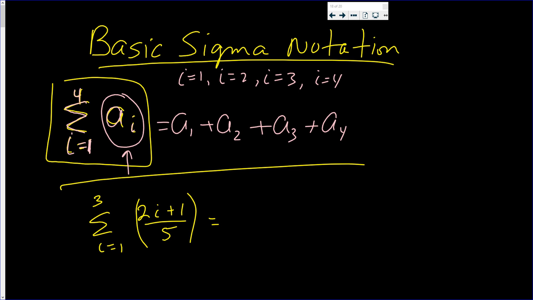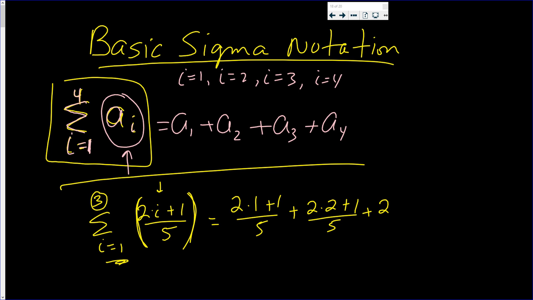How much is this? Well, the rule is write down what's in here exactly the way it is, except change what i is. First i is 1, then i is 2, and then i is finally 3. Remember, it's 2 times i. So it's going to be (2 times 1 plus 1) over 5 plus, i is now 2, (2 times 2 plus 1) over 5 plus, i is now 3, (2 times 3 plus 1) over 5. All that changed was i.